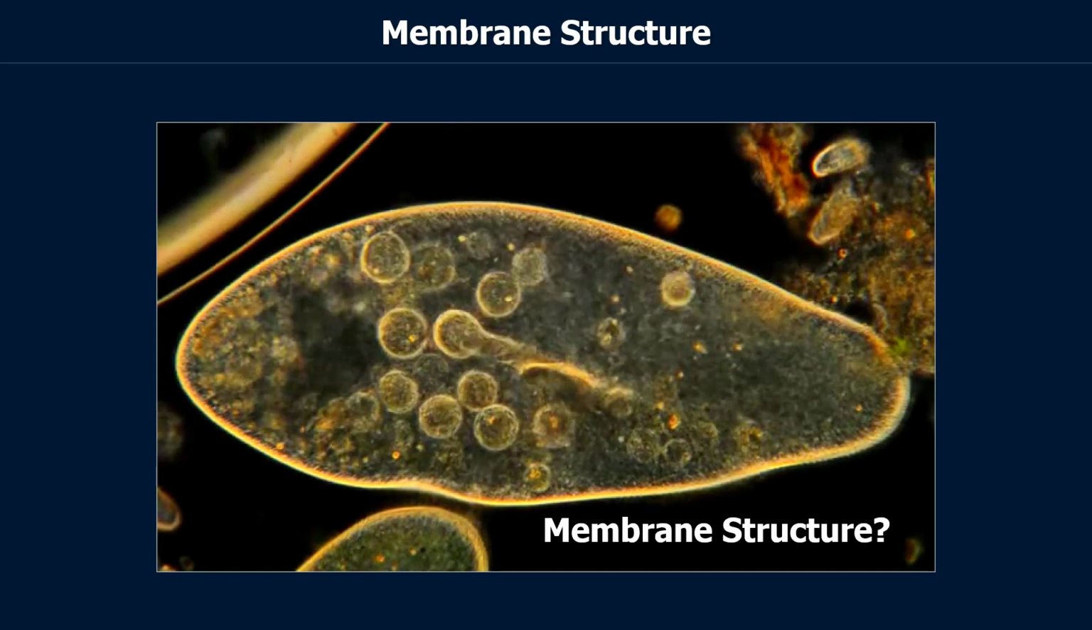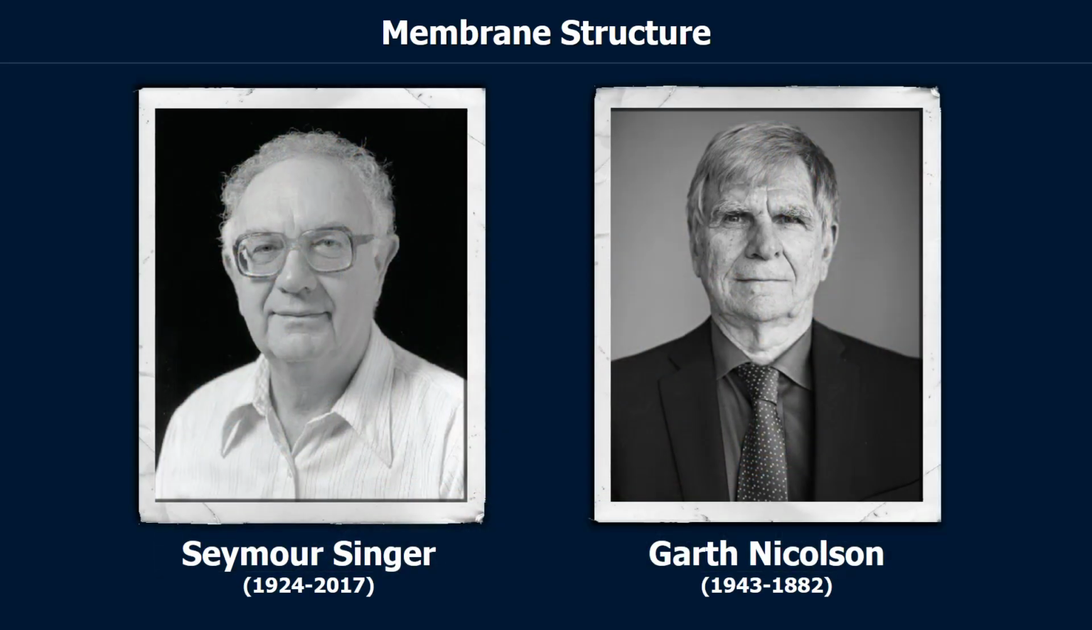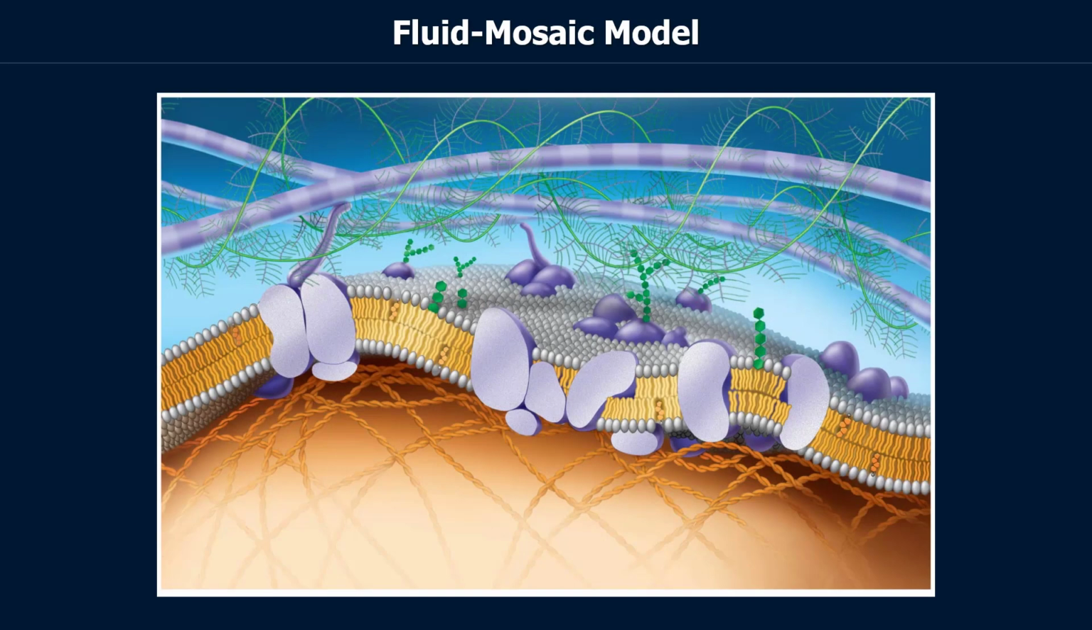Well, the credit for that goes to these two scientists, Seymour Singer and Garth Nicholson. And in the 1970s, they proposed a model for the structure of membranes, and it's called the fluid mosaic model. So let's take a look at this model that they proposed. Here is a diagram of the fluid mosaic model.